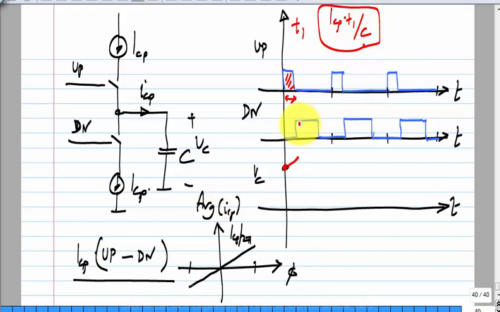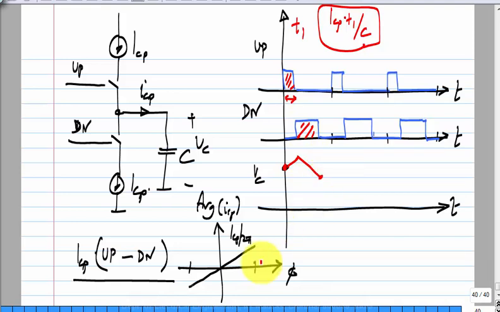And after that, down switch is on. So, it will draw current and it will go down. And the way I have drawn it, the duration of down is more than the duration of up. So it will fall with the same slope. The rising and falling slopes are the same. What is the slope? ICP by C. Yeah. So it is the current divided by the capacitor. So this falls for a longer time, so it will reach a lower point.